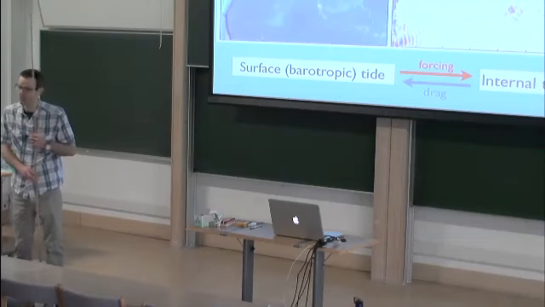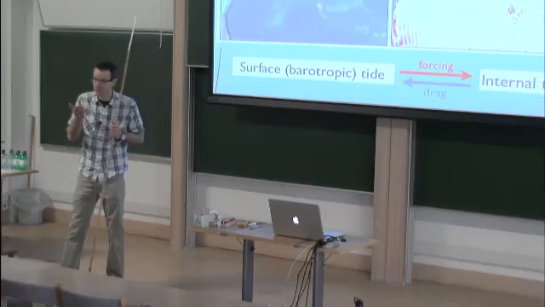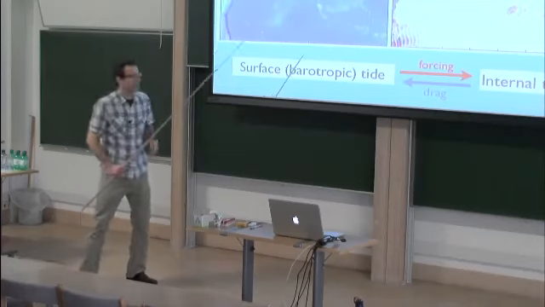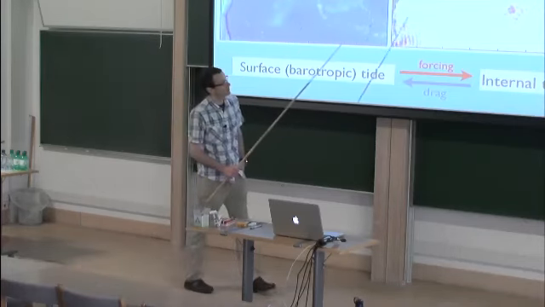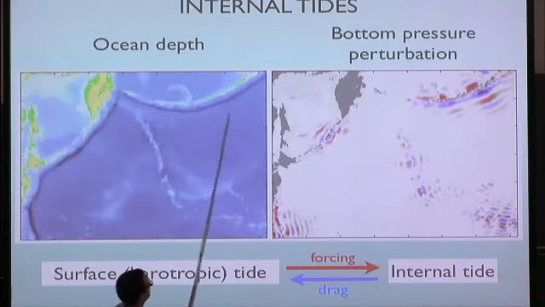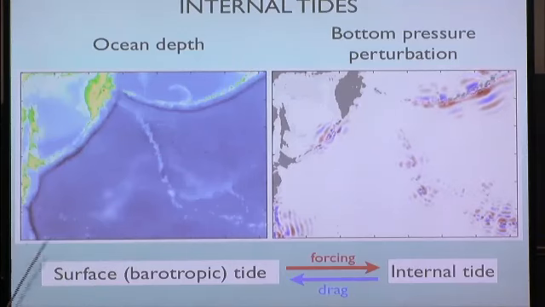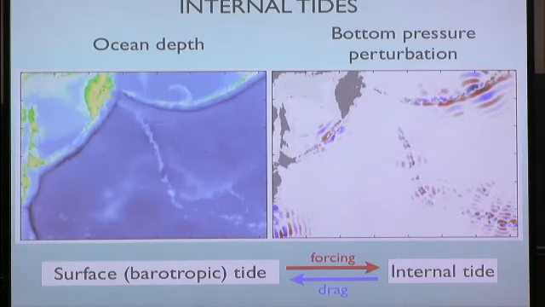The interior of the ocean is stratified. The vertical motion, periodic vertical motion, excites internal waves. And internal waves are generated near the topography and propagate away into the deep ocean, away from the topography. And this is a little simple animation of the M2 internal tide.